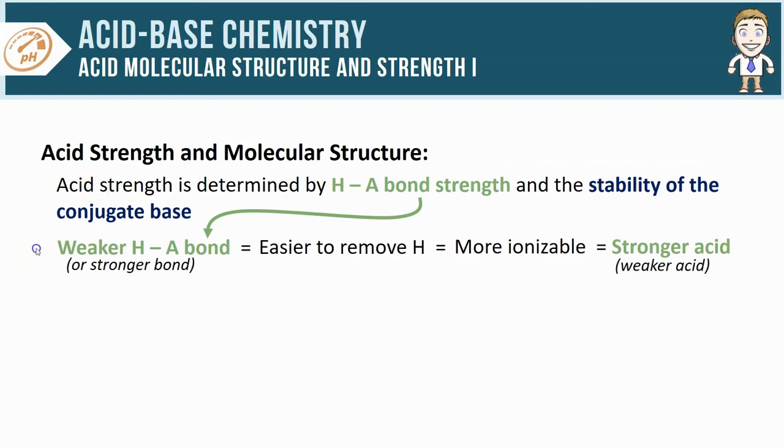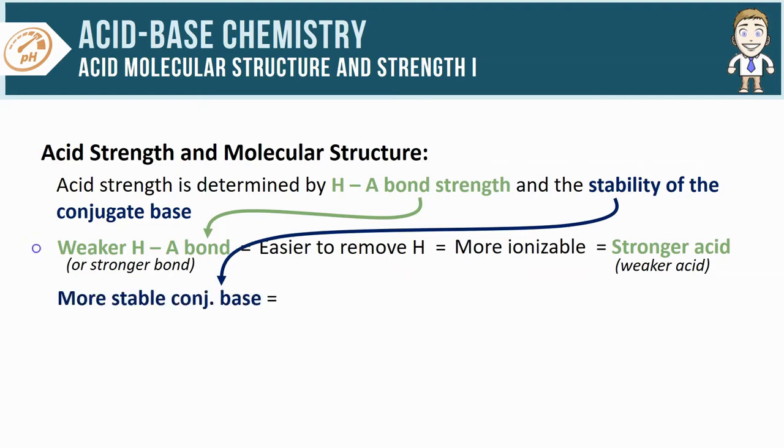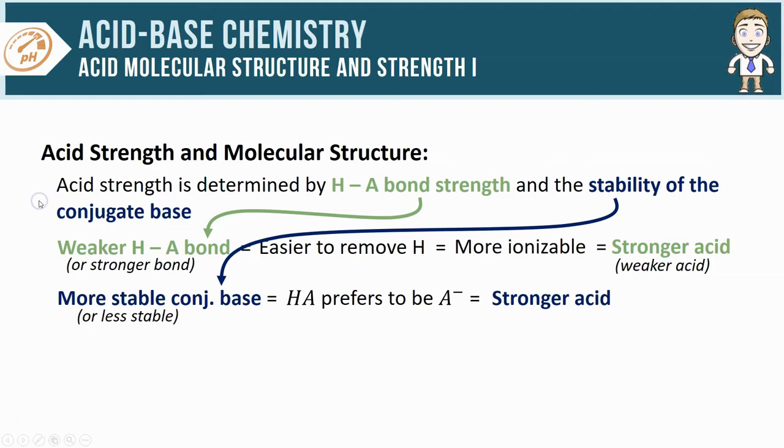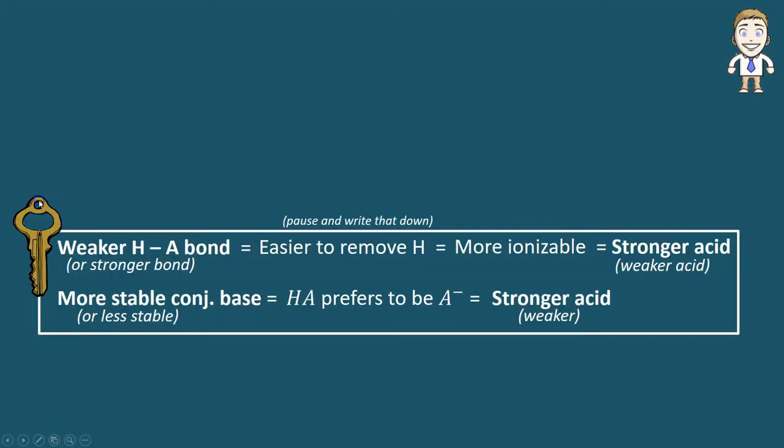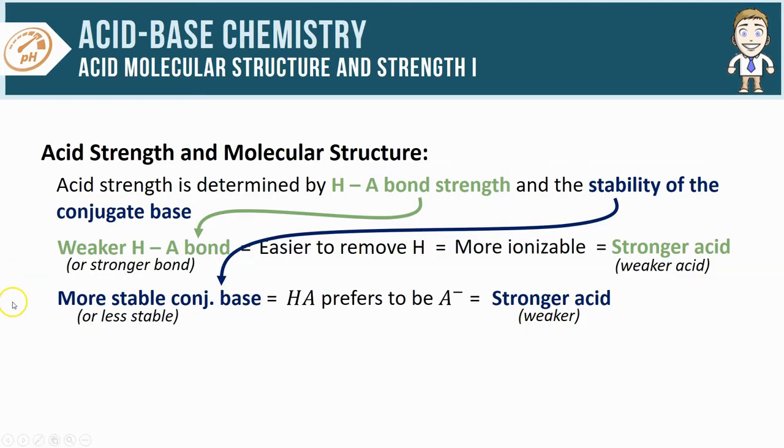In terms of conjugate base stability, you could say that a more stable conjugate base results in an acid that prefers to be in its conjugate base form. So more of the acid molecules will ionize to be in that form. You're going to end up with a stronger acid that way too. Of course, the opposite is true here as well. And these statements make up some of the key ideas for this video. Make sure to pause and take some time to write those down.